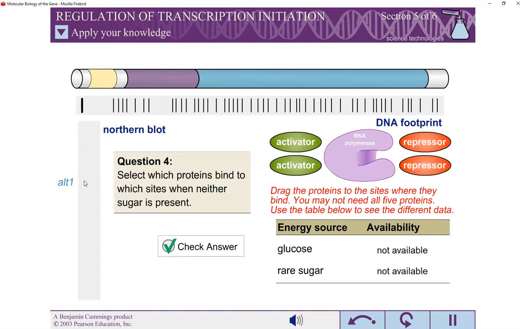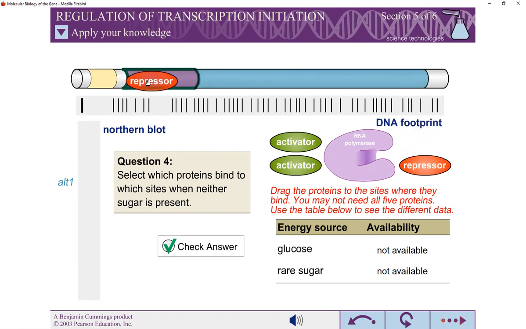Question 4. Select which proteins bind to which sites when neither sugar is present. Now, no sugar is going to be present. When there is no sugar, transcription is not going to take place, so which protein is going to bind to which particular site? There is no sugar present, so the gene cannot be transcribed. You cannot transcribe the particular gene.